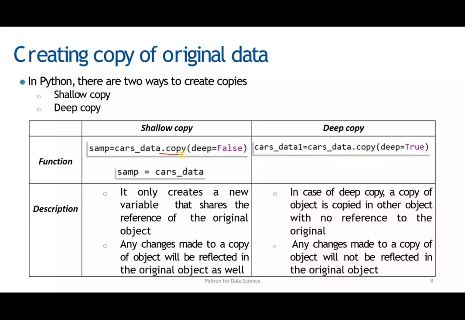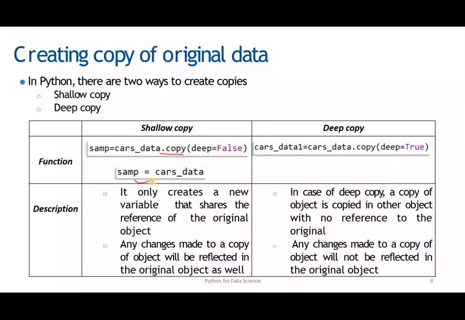And if you want to do a shallow copy, for that you can use deep equal to false. By default the value will be true. So there are two ways to do a shallow copy. One is by using the dot copy function and another is by just assigning the same data frame into a new object. So here you can see I have assigned cars_data using the assignment operator. So this also means that you are doing a shallow copy.